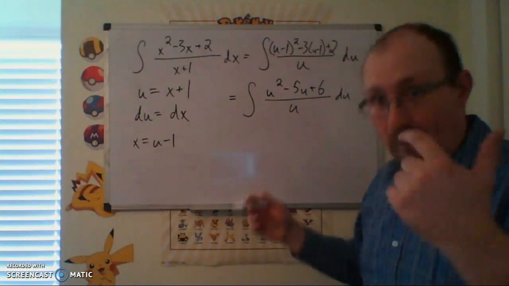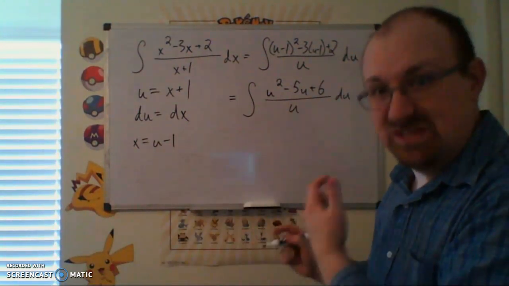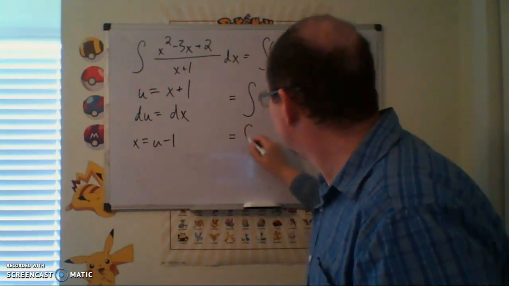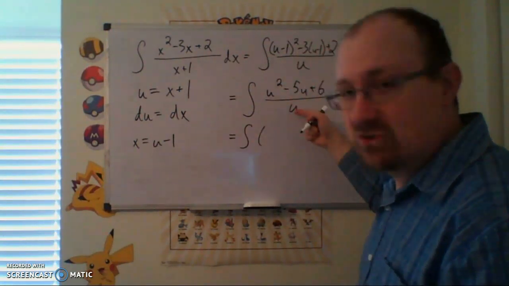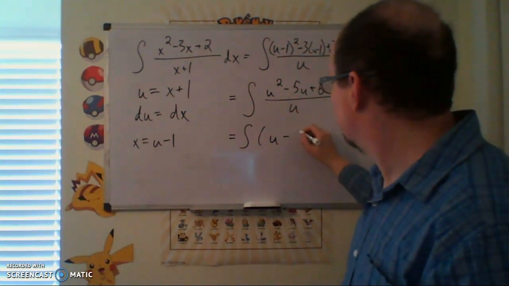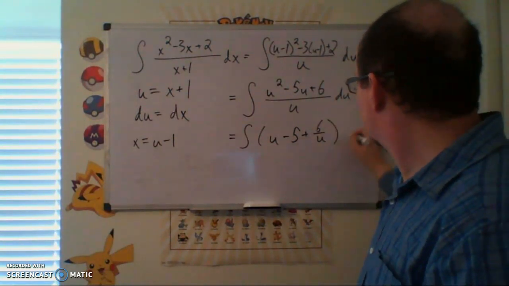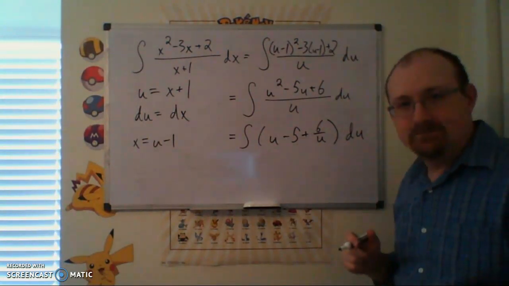All right, remember, we don't have a quotient rule. I'm going to have to break this thing up into 3 separate terms, each divided by u. When I do that, that's going to leave me with u squared divided by u is u, minus 5u divided by u is just negative 5. Then we have 6 over u in the back.